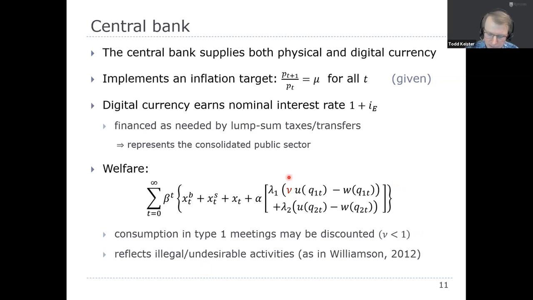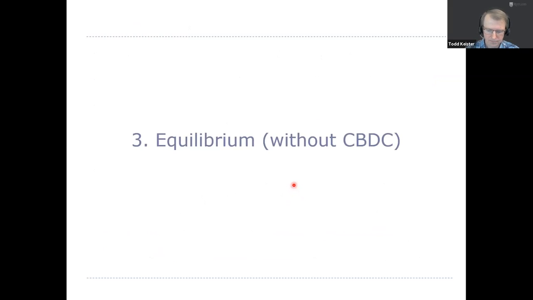Okay, so looking ahead, this parameter nu is going to be another key parameter for figuring out what the optimal policy looks like.